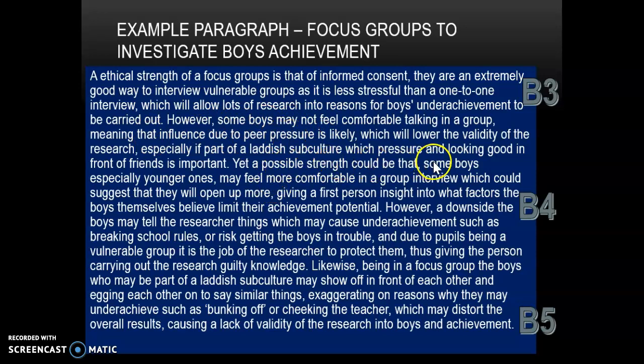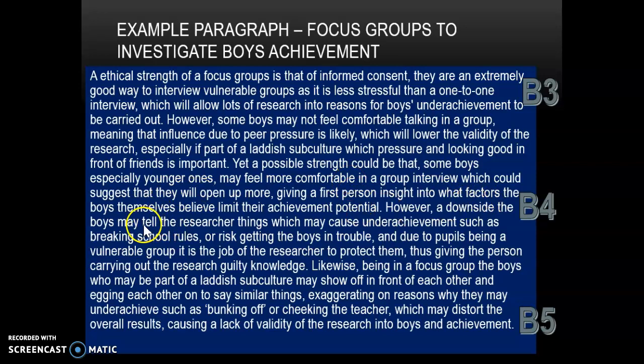But a possible strength could be that some boys, especially younger ones, may feel more comfortable in a group interview. They might open up, giving a first person insight about what factors might limit their achievements. And we're going to stay at B4 there. We have a little bit of context, but we've not fully got into it, okay?